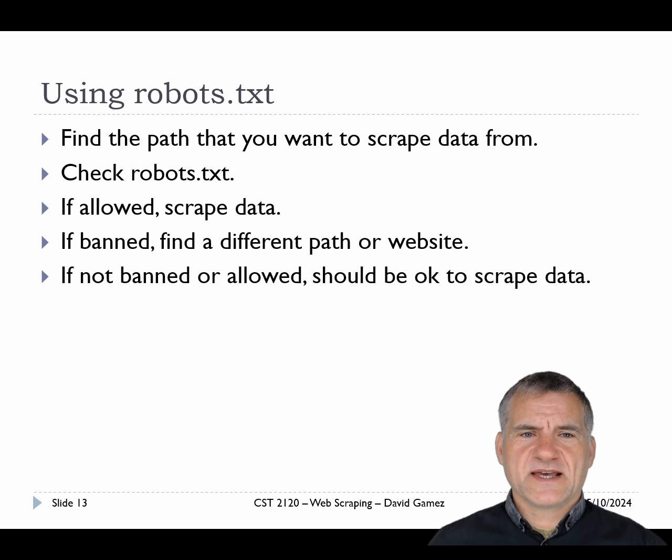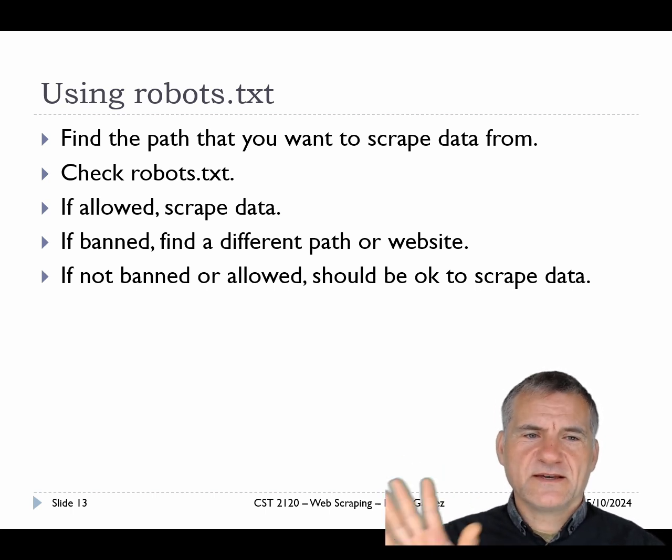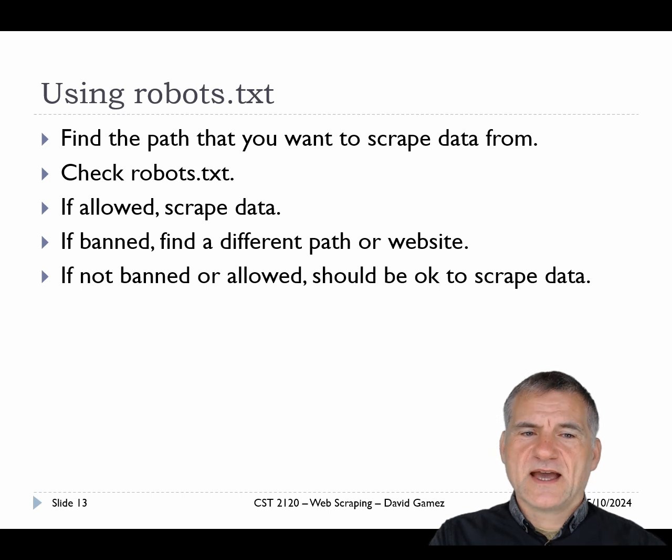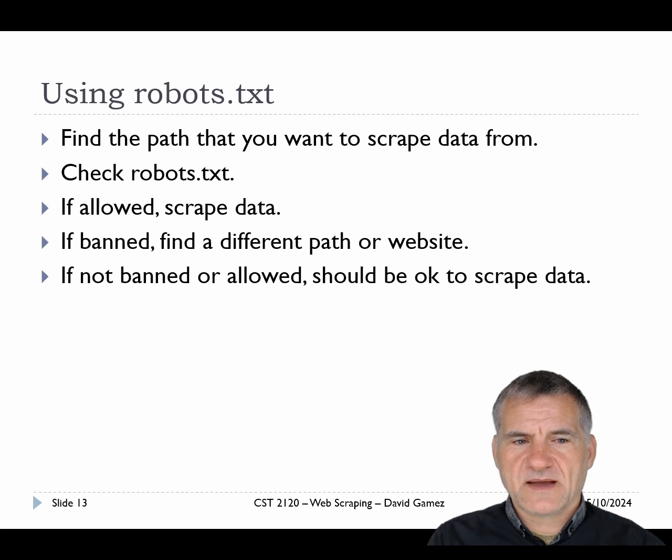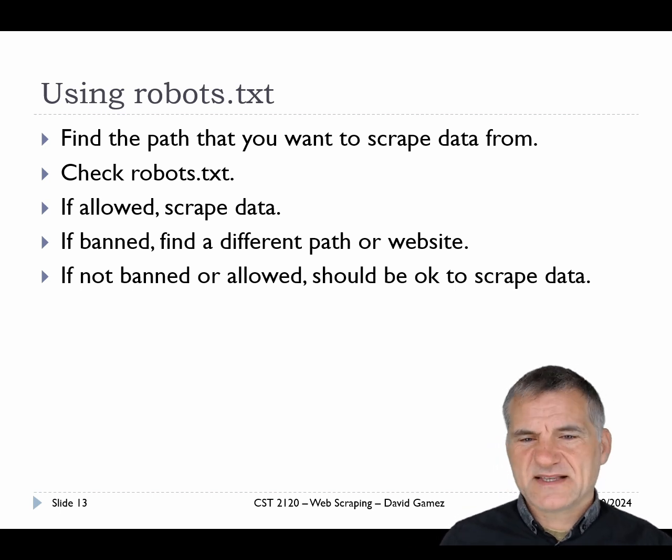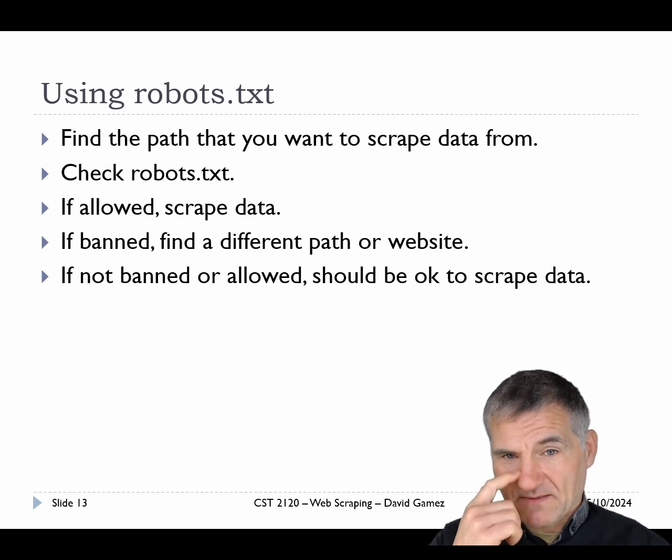So if you want to use robots.txt correctly, firstly go to the website and find the path or paths that you want to take the data from. Then when you've found the paths, you go back to the robots.txt file, and if it's allowed, scrape the data, great. If it's banned, find a different path or website. And if it's not banned or allowed, as I said, it should probably be okay, but don't quote me on that.